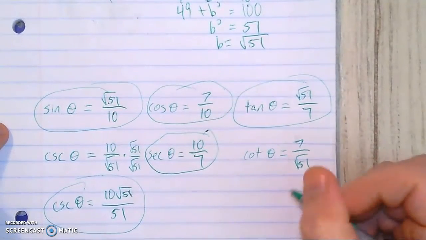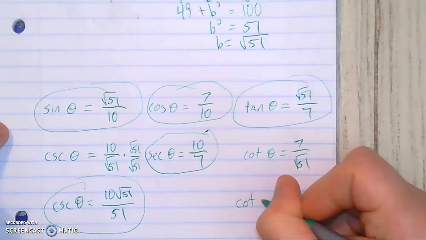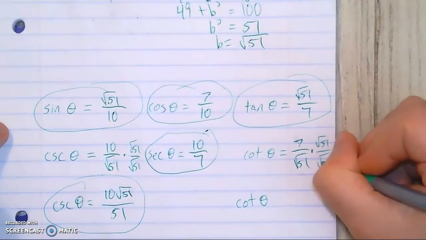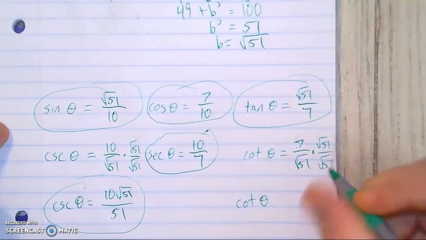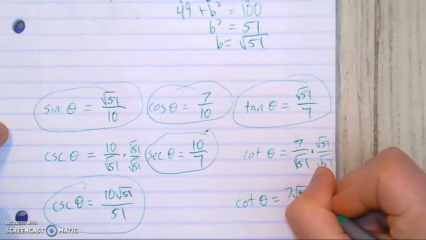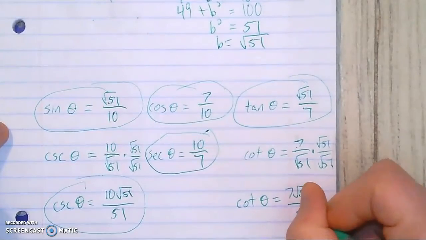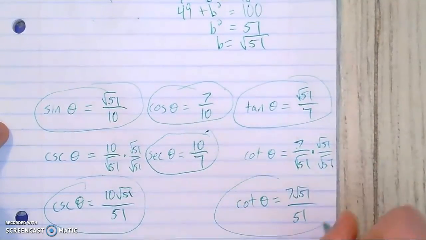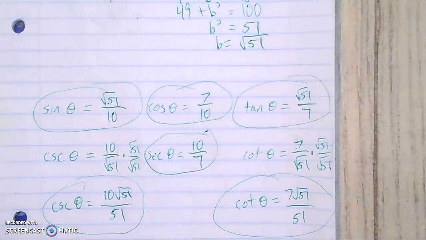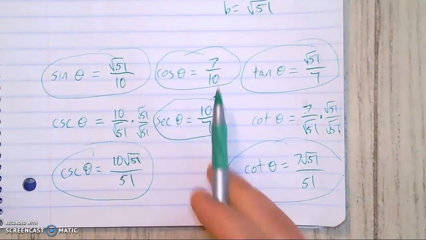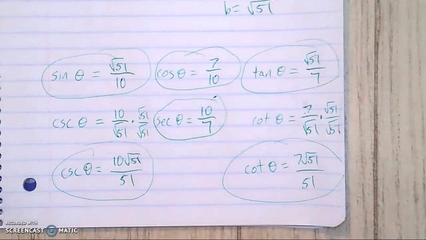Now with that radical in the denominator, I'm going to go ahead and rationalize that denominator. Multiply by a radical 51, top and bottom. 7 radical 51 sticks together. And whatever's under the radical when you multiply it by itself comes out, so over 51. And there's a rationalized denominator for my cotangent. So there's all 6 trig functions. Given the cosine, I was able to find the other 5.